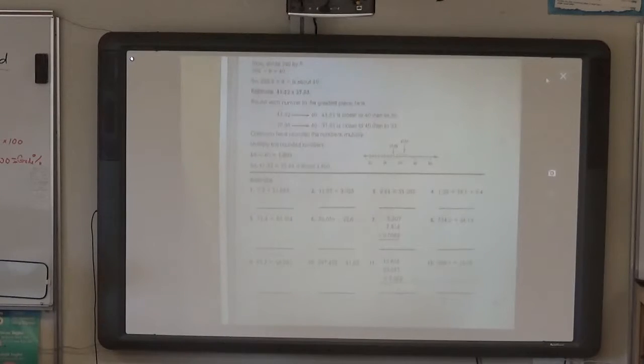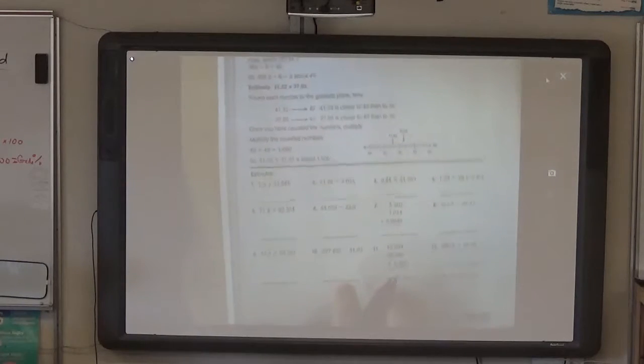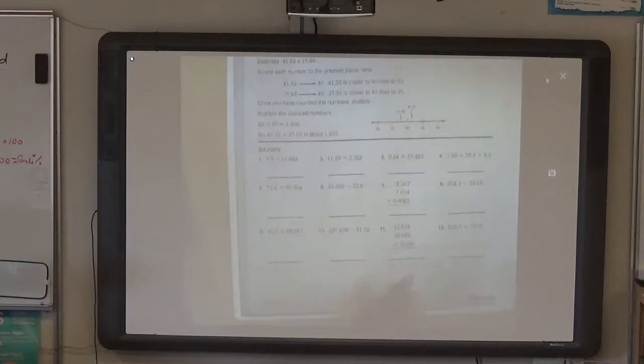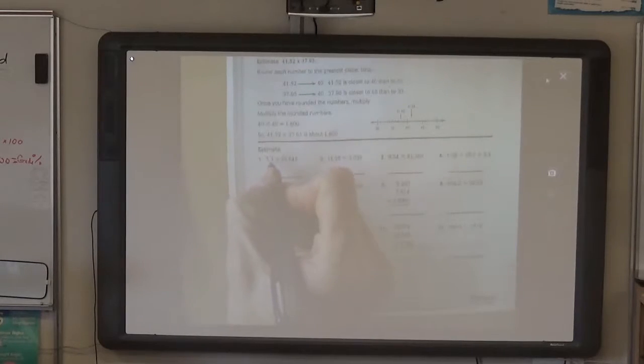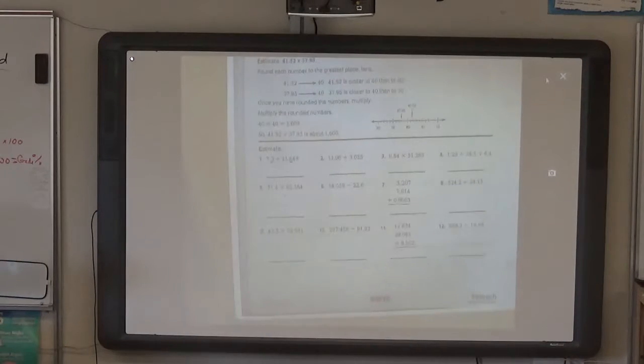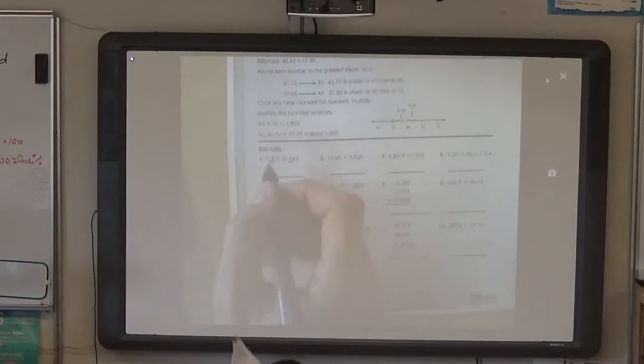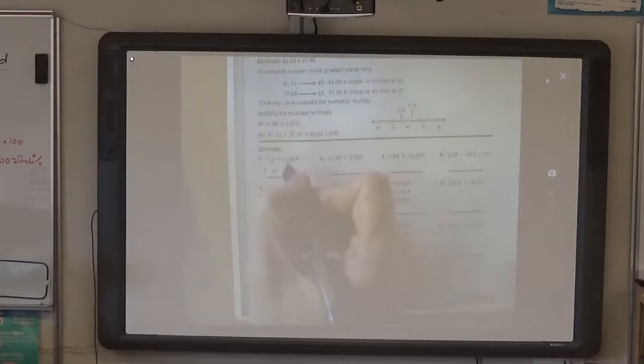We're going to start with addition. Round and estimate. So we're going to round to the nearest whole number. That means we're going to look at the 10th place to decide where to round it. 7.3. Should we round 7.3 to 7 or 8? 7. Good. 7. Plus. Should we round 21.6 to 21 or 22? 22. 7 plus 22.